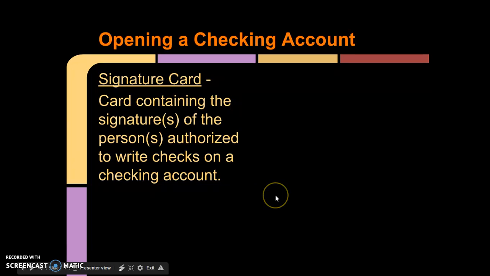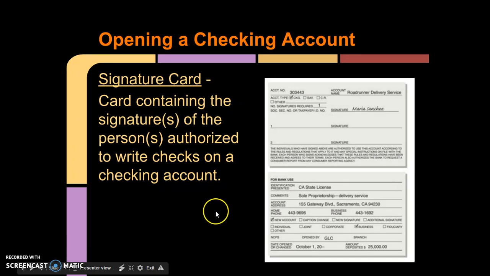The signature card. Cards will contain the signatures of the person or persons that are authorized to write checks from the particular account. Here's an example of a signature card. In this case, we have one signature. Maria Sanchez is authorized for making signatures regarding this checking account. We have the ability to have maybe one or two more associated with this account, but at this point we have just the one.